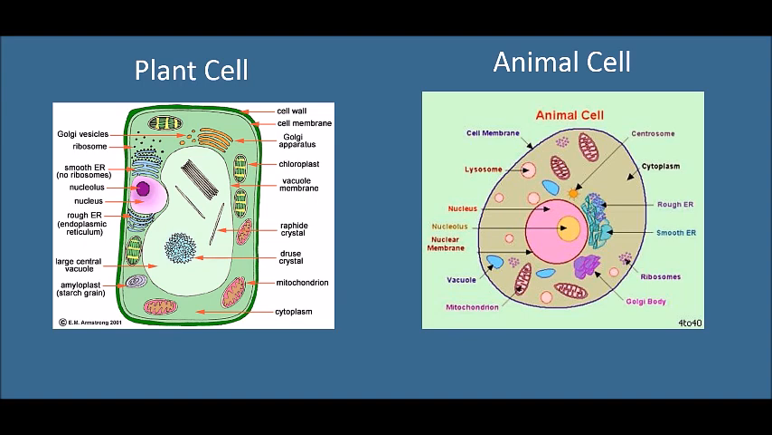Notice how the plant cell is square and the animal cell is round. This is because the plant cell has a cell wall. The central vacuole stores water and other materials. It also helps maintain a plant cell's volume and structure.